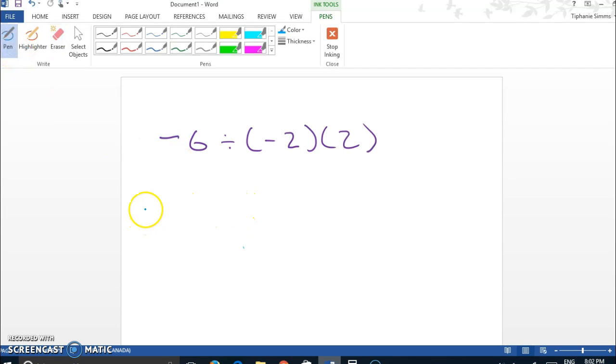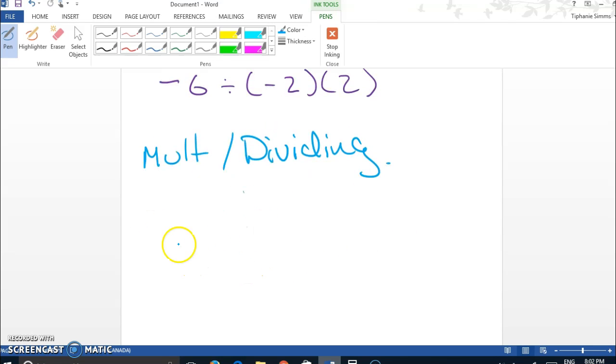When we're talking about multiplying and dividing, there's a couple of rules. If we have the same signs, we're going to get a positive number. All right, that's pretty much it. So two negatives, we get a positive. If we're going to multiply -2 times -3, you get a positive number. Multiplying or dividing 2 positives, you get a positive.